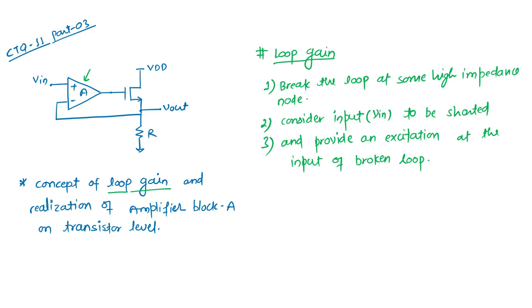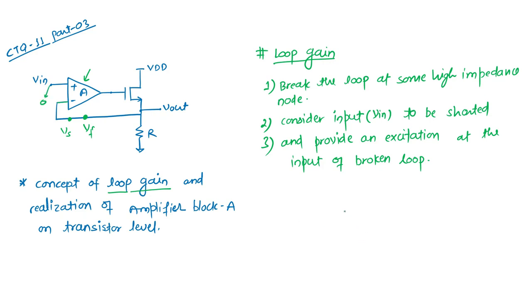Okay, what is the input of the broken loop? I mean to say, if I break this loop here, because it is a high impedance node, we can see there is a high impedance for the input of the amplifier. So if I break my loop here, this voltage I can consider the feedback voltage, and this I can consider a source, where I am applying the excitation externally. And in that case, I will consider this node to be 0.